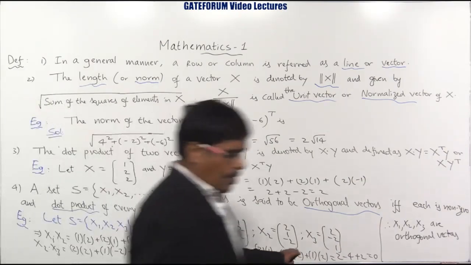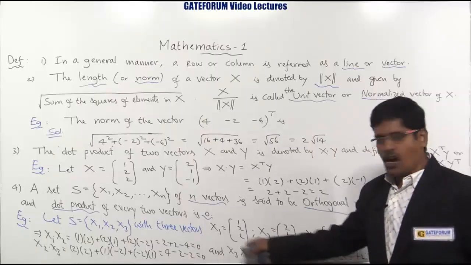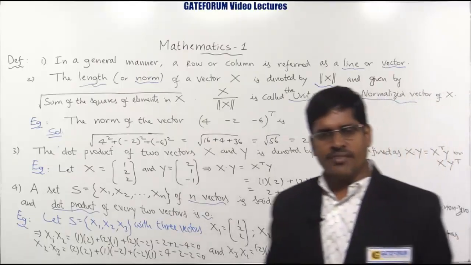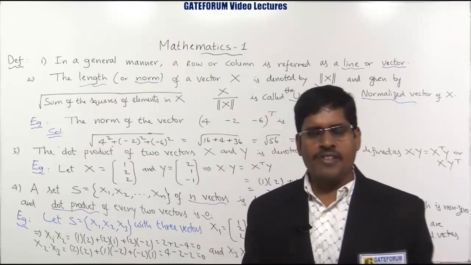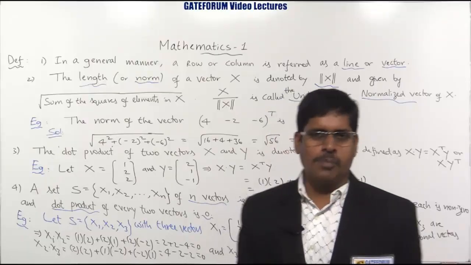So in addition to the pairwise dot product 0, that is orthogonal vectors, if the length of each vector is 1, then the set of n vectors are called orthonormal vectors.